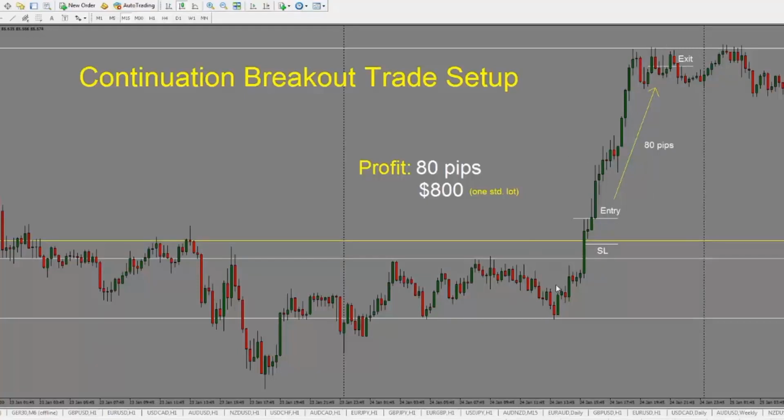So just to recap here, we are looking for price to break out of this range. We're looking for breakout of the consolidation area. Once the price breaks out, we enter our trade as it goes above the highs here. We enter our trade here and we stay in the trade for as long as our candles are green. Once the price starts to go sideways here, we can exit our trade. So from entry to exit, 80 pips in the trade or $800 in profit if trading one standard lot.